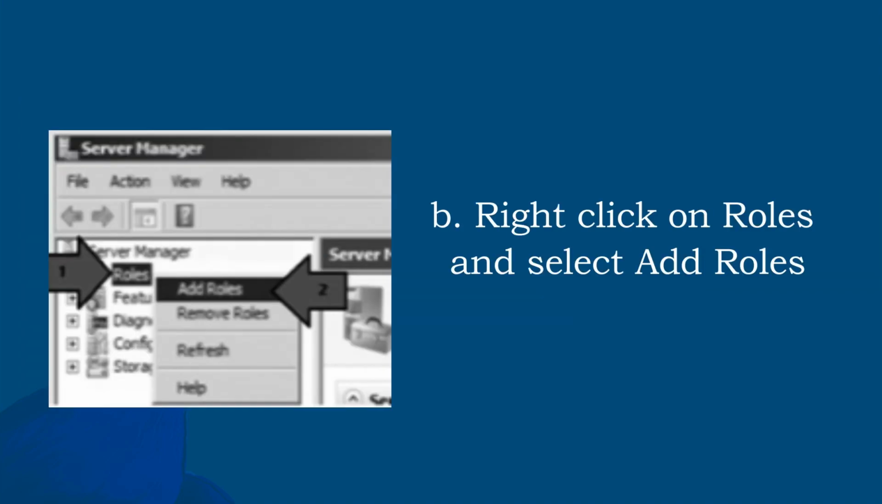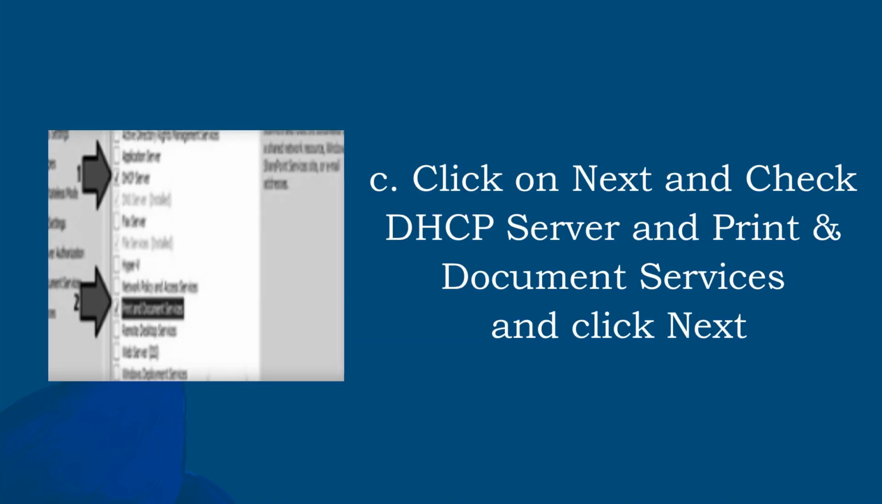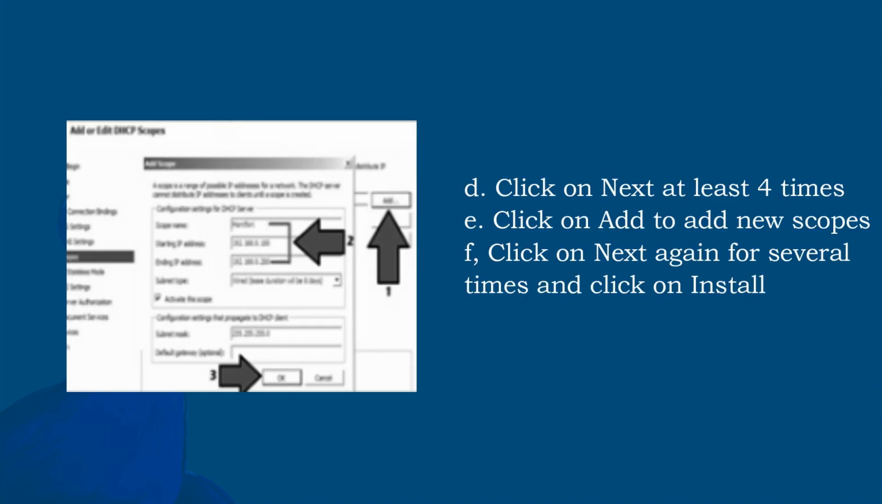B, right-click on Rules and select Add Rules. C, click on Next and check DHCP server and print document services and click Next. D, click on Next at least 4 times. E, click on Add to add new scopes. And F, click on Next again several times and click on Install.